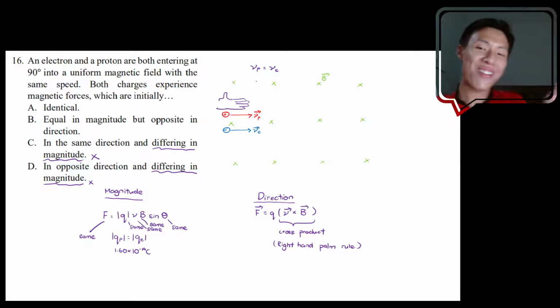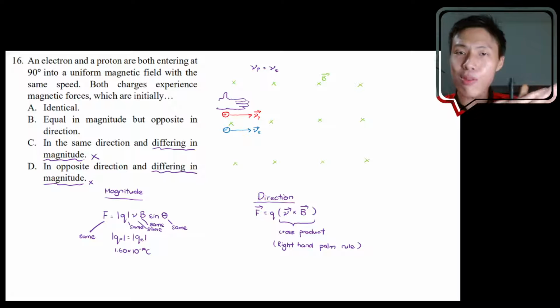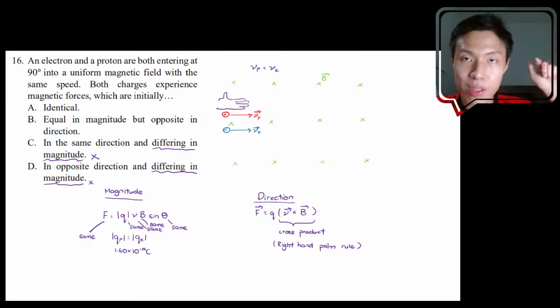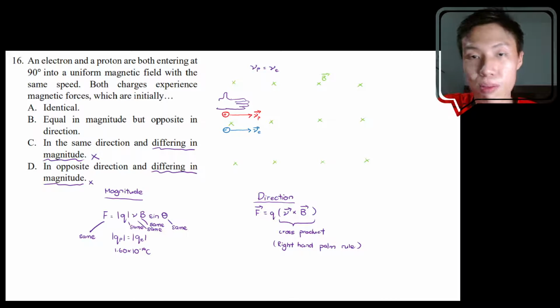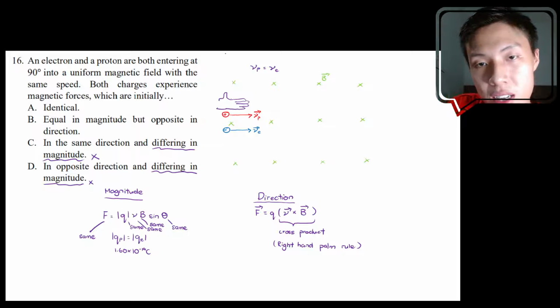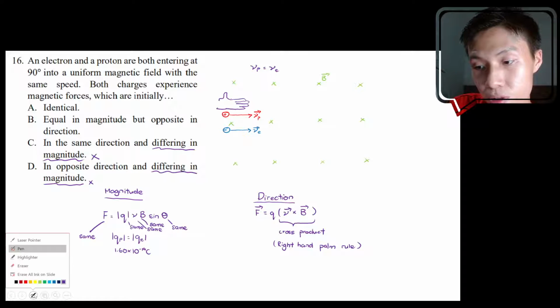Okay, so this is my fingers. The four fingers should be pointing along the direction of the velocity, and the palm of your right hand should be pointing into the page along the direction of the magnetic field. So you see that the direction of the thumb will be the direction of the magnetic force. So this is a positive charge, so your magnetic force will be along the direction of your thumb.